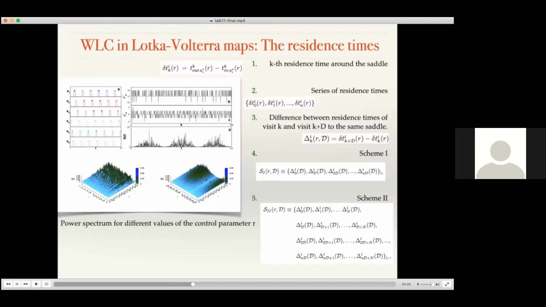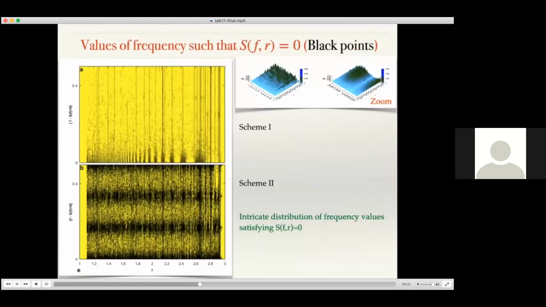The one at the left is calculated for a range of values of the control parameter, and the one at the right is assumed inside that structure. To have an idea what's going on there, we represent on a plane those values of the frequency and the control parameter where the power spectra is 0. Those values are represented there as black points on a yellow background. The results obtained with scheme 1 are at the top panel, and the ones obtained using scheme 2 are shown in the lower panel.